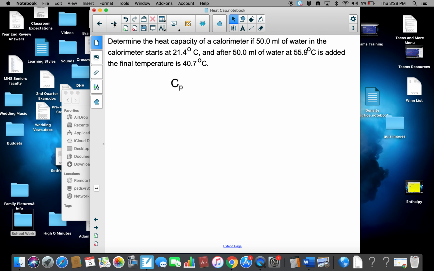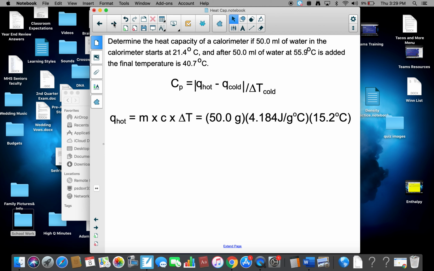So to find the capacity, we're going to take Q of hot minus Q of cold, absolute value, because we don't want negative numbers, and divide by the temperature change of the cold. So let's start with the Q of hot. We're going to take M times C times delta T. Now we have 50.0 milliliters, the density of water is 1, so I have 50.0 grams times 4.184 times 15.2, because hot, 55.9 minus 40.7 is 15.2 degrees Celsius. That gives us 3,183 joules.